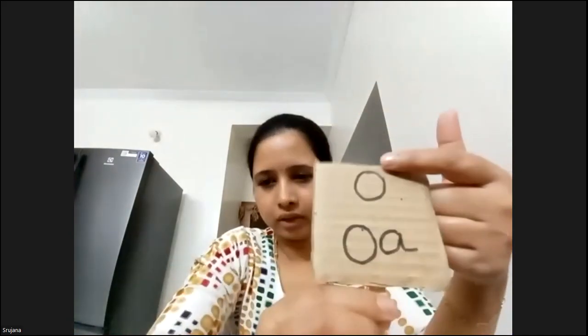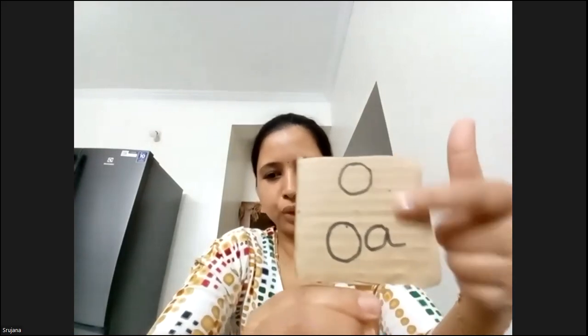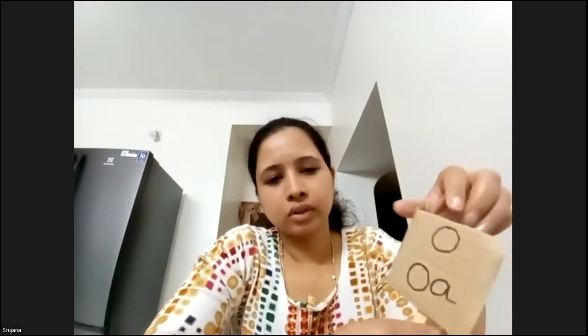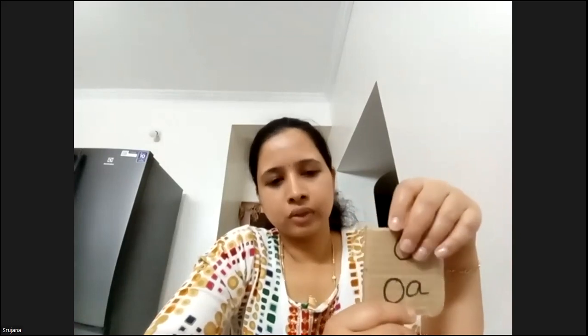Because at the backside, what have you written? I have written both. You have written short and long vowels. But at the back, which word have you written? It's goat. So it is only a long vowel word. There's no word for the short vowel sound, so the children will get confused. So if you are writing only goat, then don't write short vowel. Only write the long vowels. And if you're writing both, then write both the words.